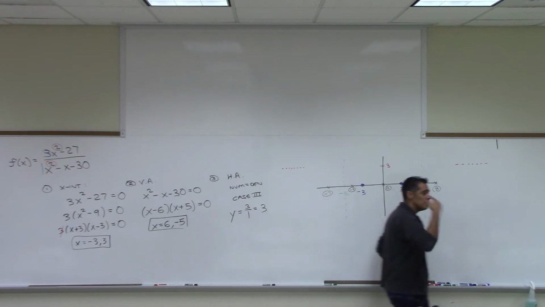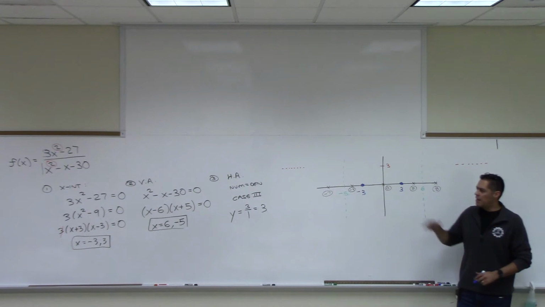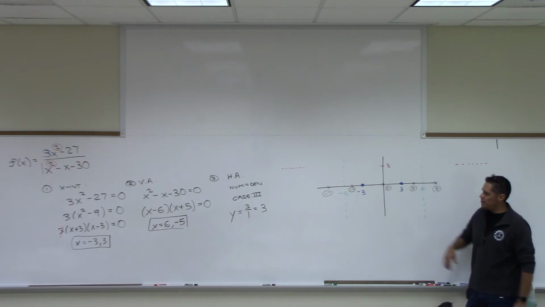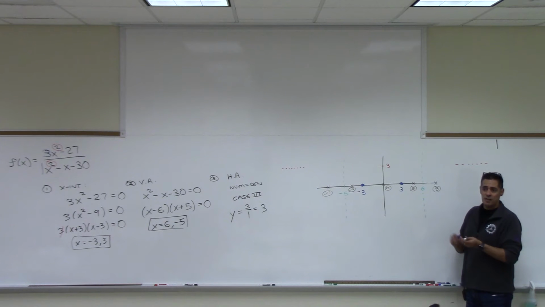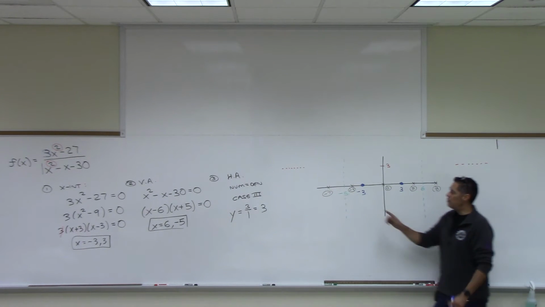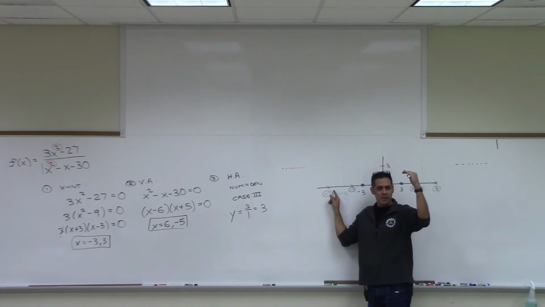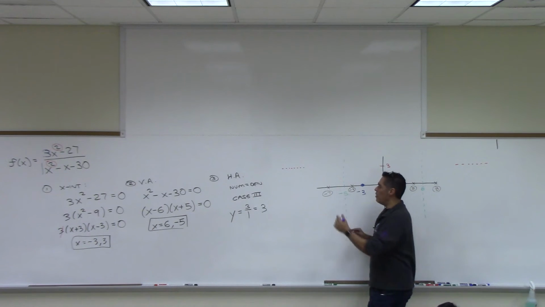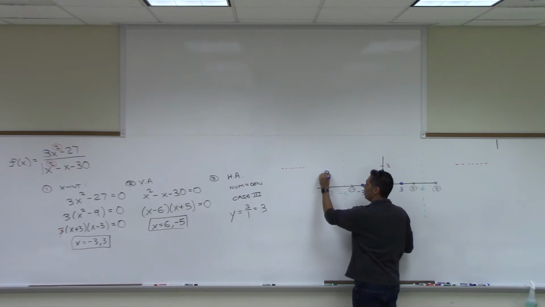Okay, and then you plug those in, right? Now, I'm not going to go through that process. That's the really tedious process. So I'm just going to tell you what it is, okay? When you plug in -7, you're going to get a positive number. So that means I put a point anywhere I want up here. Anywhere. I'm going to put it right there.